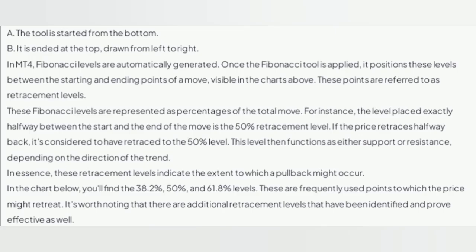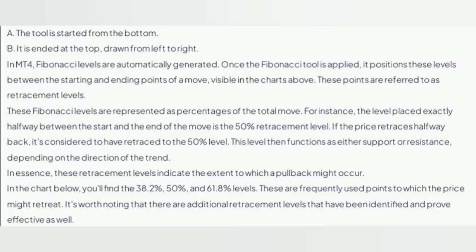Uptrend: the tool is started from the bottom and ended at the top, drawn from left to right. In MT4, Fibonacci levels are automatically generated. Once the Fibonacci tool is applied, it positions these levels between the starting and ending points of a move, visible in the charts above. These points are referred to as retracement levels. These Fibonacci levels are represented as percentages of the total move.